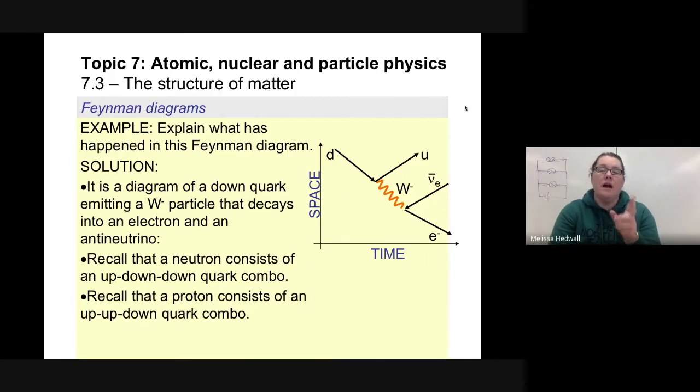If it were going up, if it started with an up quark and ended in a down quark, the difference would be that we would have a positron instead of the electron, and we would have a regular neutrino instead of the antineutrino.